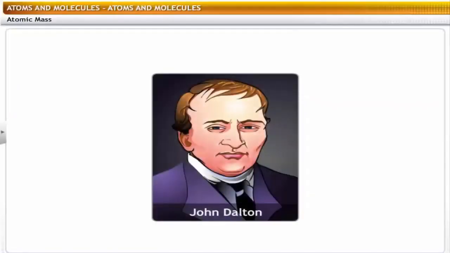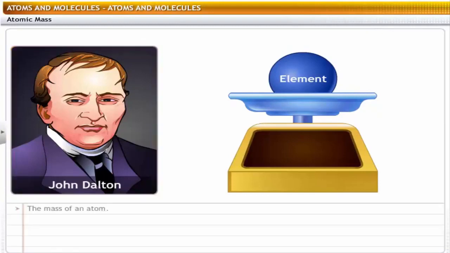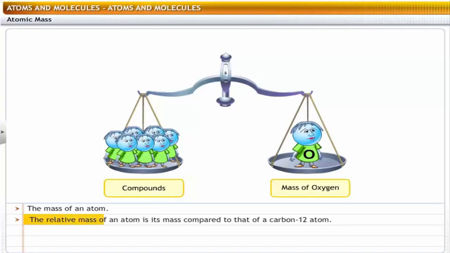A symbol not only represents one atom, but also the mass of the element. According to Dalton, each element has a characteristic atomic mass. Scientists initially took the mass of oxygen as standard mass, since oxygen formed a large number of compounds. In 1961, carbon-12 isotope was chosen as the standard reference for measuring atomic masses. The relative atomic masses of all elements have been found with respect to an atom of carbon-12.